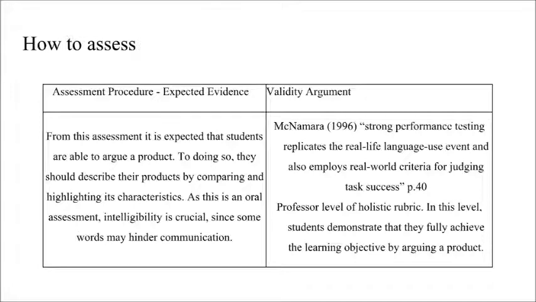In the case of expected evidence from this assessment, it is expected that students argue for a product. To do so, they should describe their products by comparing and highlighting its characteristics. It is expected that they highlight and compare the characteristics of this product by using 5 superlative adjectives and 5 comparative adjectives. So it is important and fundamental to know if they are actually able to make a distinction between these types of adjectives, and also if they can use them.